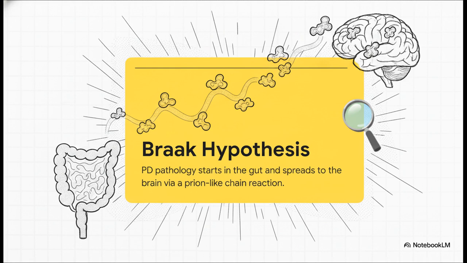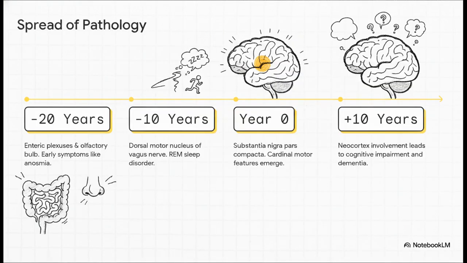A prion being an abnormally folded protein that forces healthy proteins it touches to misfold as well, like a domino effect. The theory proposes that this misfolding doesn't actually start in the brain at all. Instead, it begins way down in the peripheral autonomic nervous system, or even the gut, and then physically travels upward into the brain via a prion-like chain reaction.